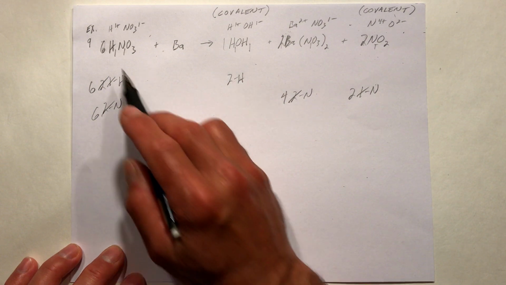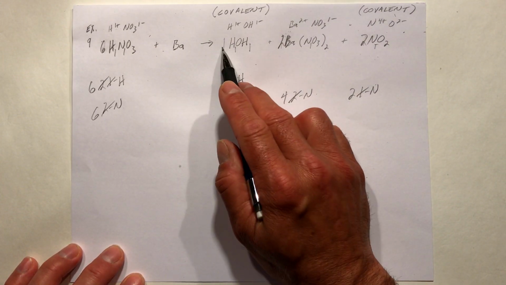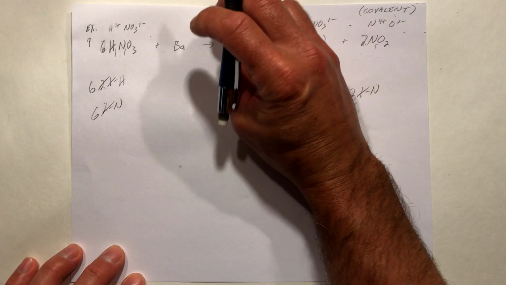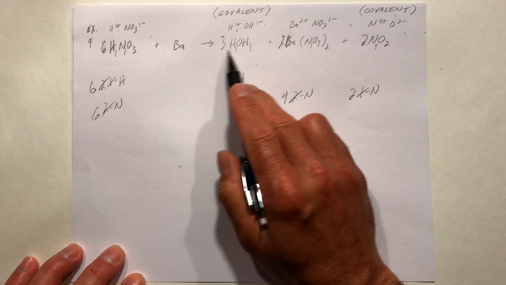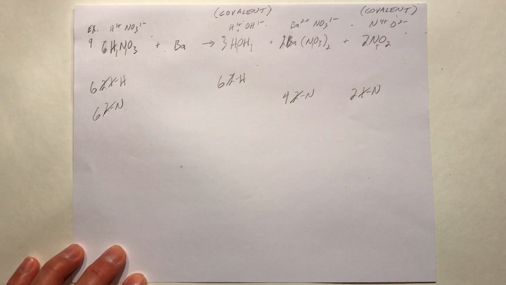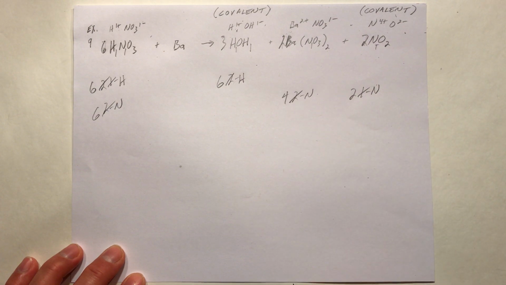All right, let's fix our H's. We have 6 H's here. To make 6 H's over here, what times 1 and 1 again would make 6? Well, we have to make that into a 3, don't we? So if we put a 3 here, 3 times 1 and 3 times 1 again makes 6 H's. All right, so we have the H's balanced. We have the N's balanced.